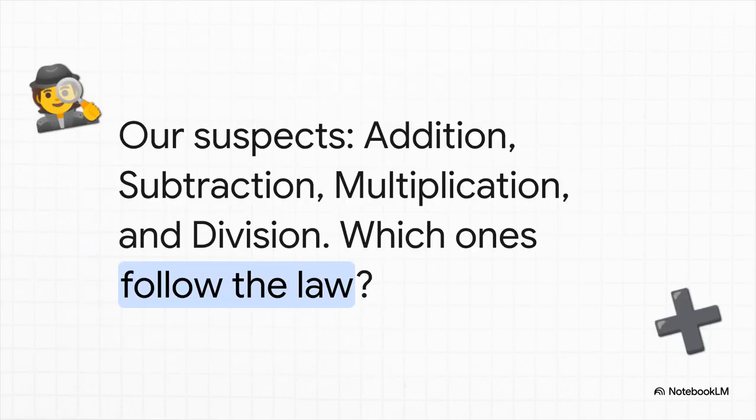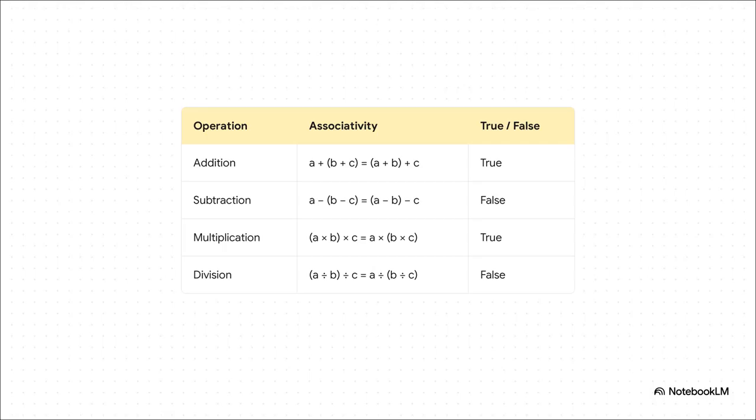So this brings us to our lineup of suspects, the 4 basic operations. Now, it turns out 2 of them are law-abiding citizens, and 2 of them are total rule-breaking rebels. Our job is to figure out which is which. So here's our case board, laying out all the charges. Word on the street is that addition and multiplication are associative, while subtraction and division are not. But, you know, a good detective never just trusts hearsay. We need to see the proof for ourselves.